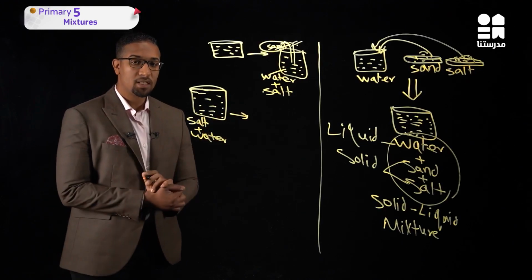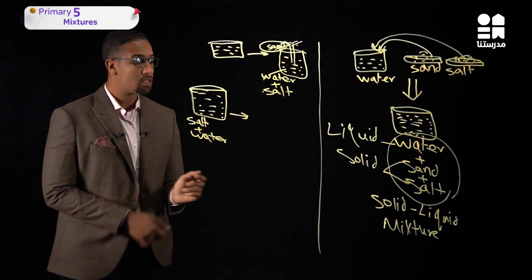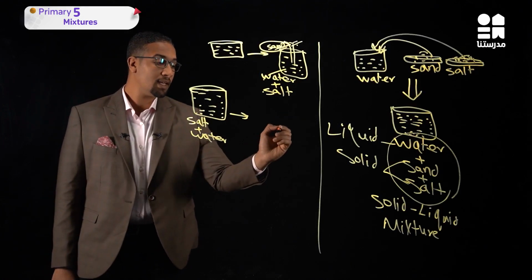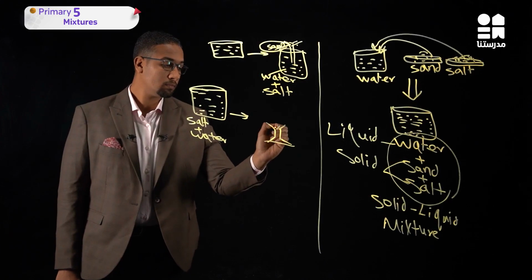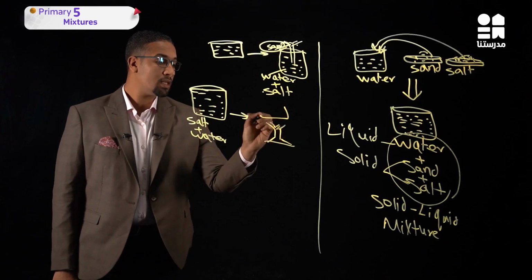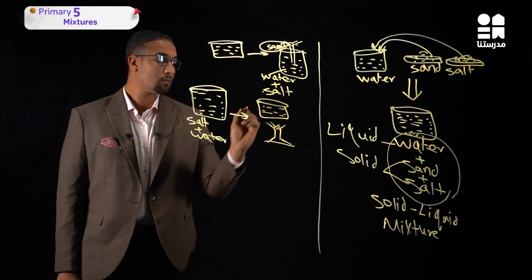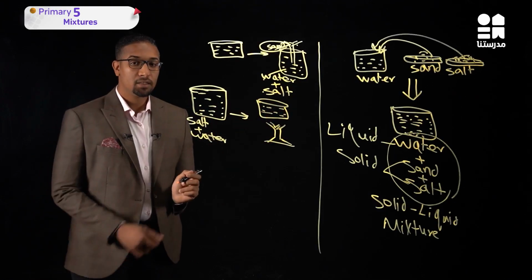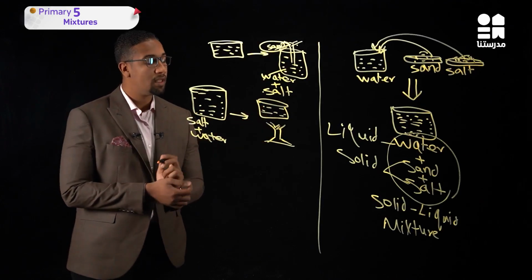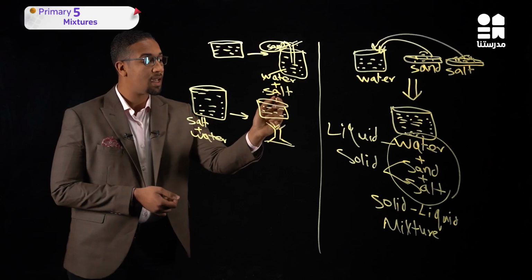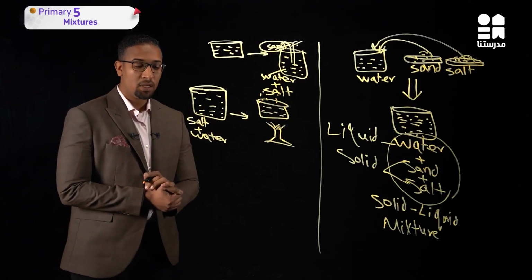So can we separate salt from water using what? Using the evaporation process. So we will need a flame. And we put this beaker on the flame. After a while, the water will boil. It changes from liquid state into gaseous state, and water vapor will come out of the beaker.